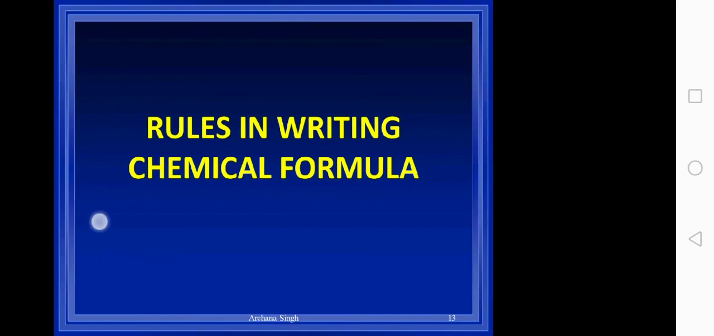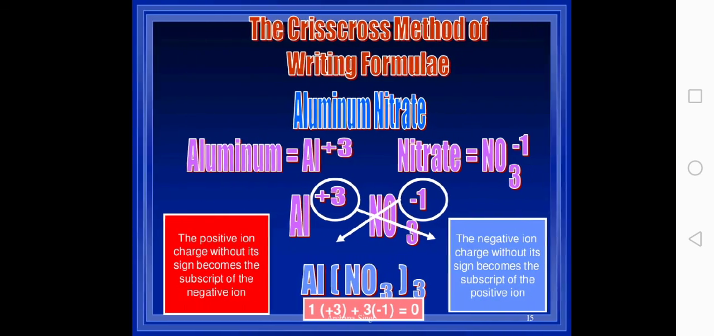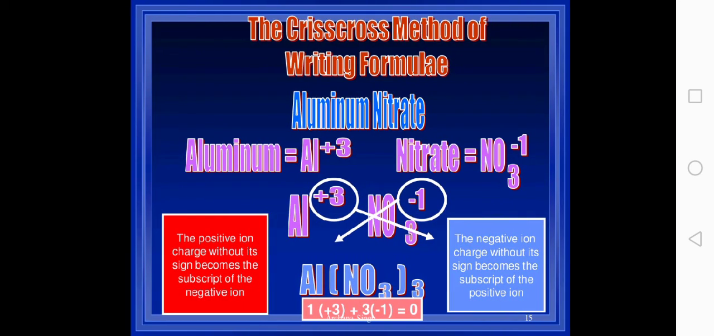Rules for writing formula, the first one is the criss-cross rule. You write the correct symbols of elements, above each symbol write the correct valencies, like Al2O3. It becomes Al2O3 because aluminium has charge 3 plus and oxygen has charge 2 minus. Its formula becomes Al2O3. Like aluminium nitrate, you use the parentheses method, 3 becomes here, so its formula becomes Al(NO3)3.